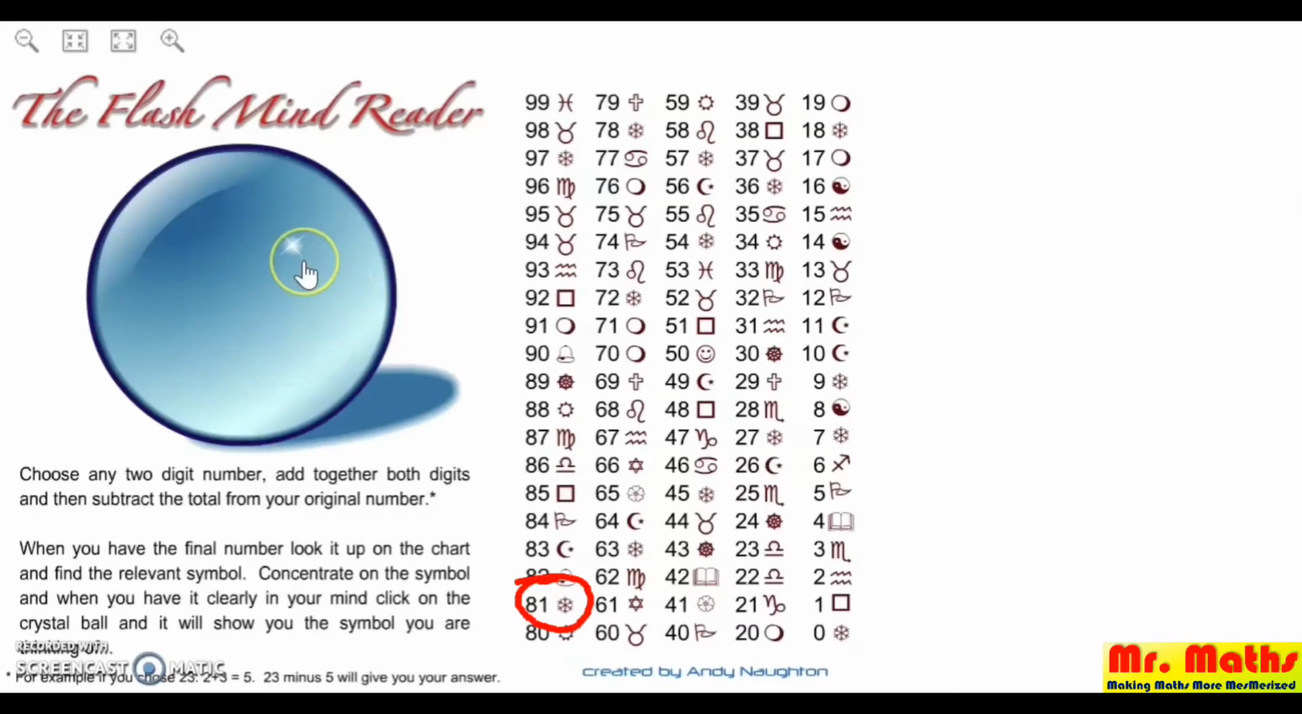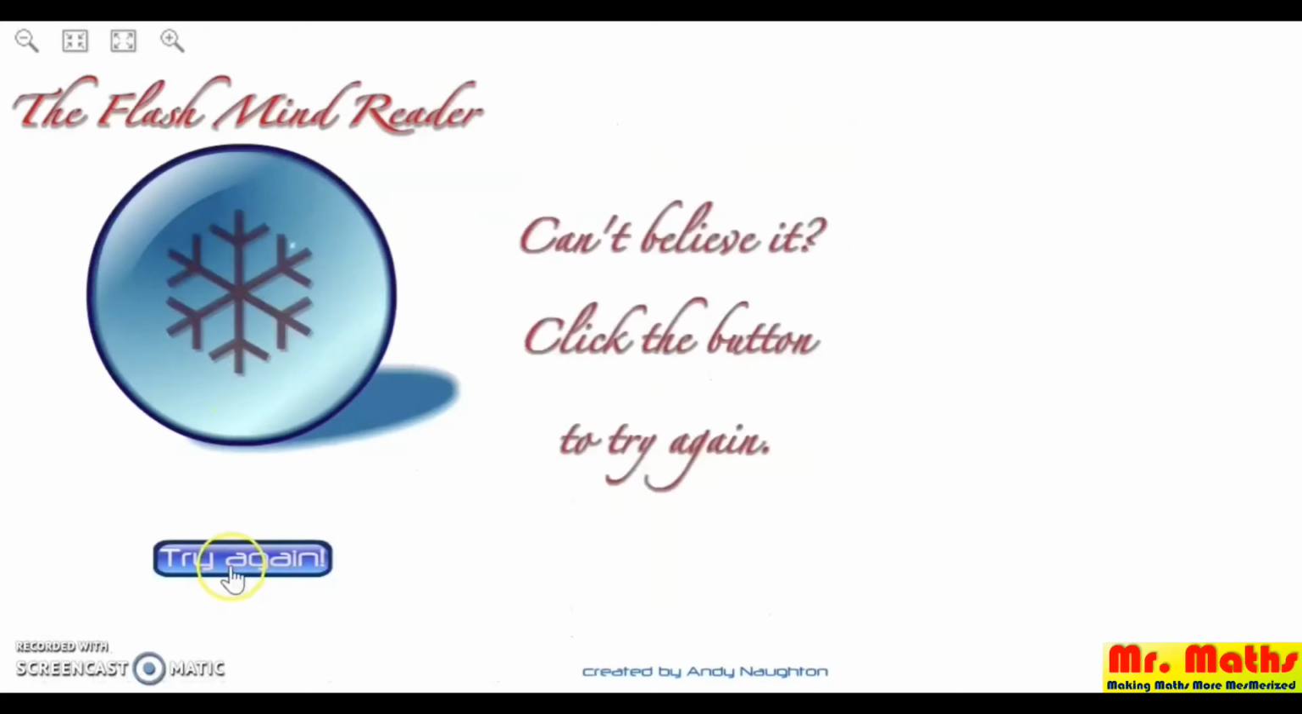Concentrate on that symbol. See that symbol only. Keep that in your mind. Now let's come to this circle. I'm going to click on that circle. See which symbol it comes? Yes, exactly the same symbol, right? I clicked on that.